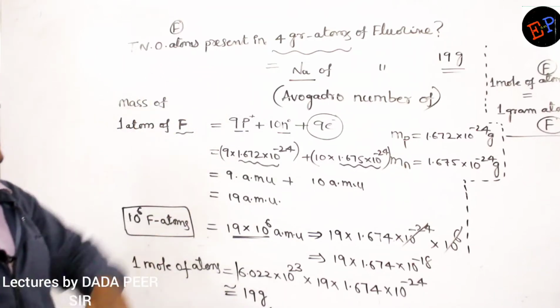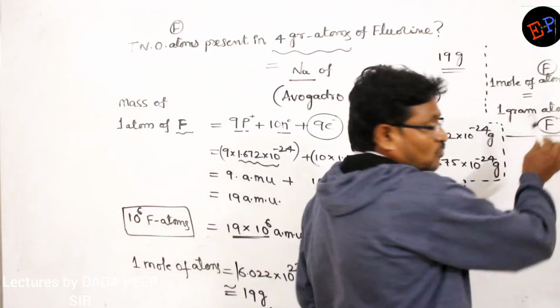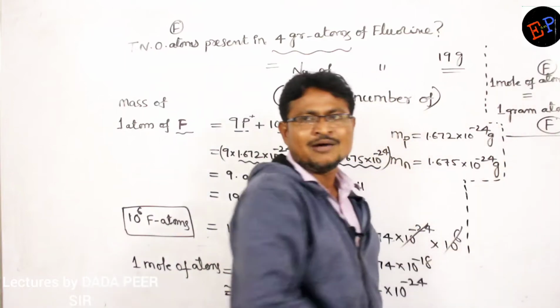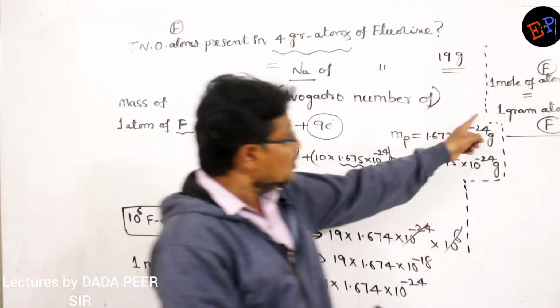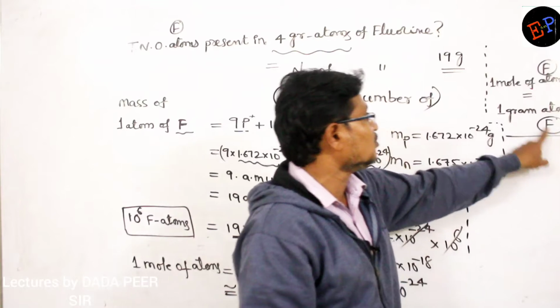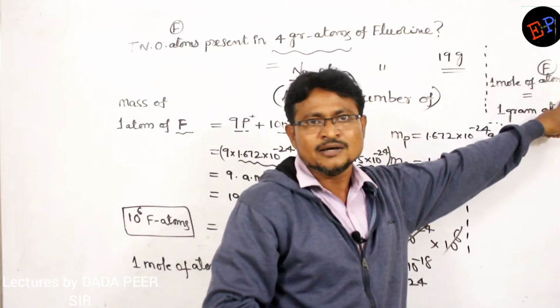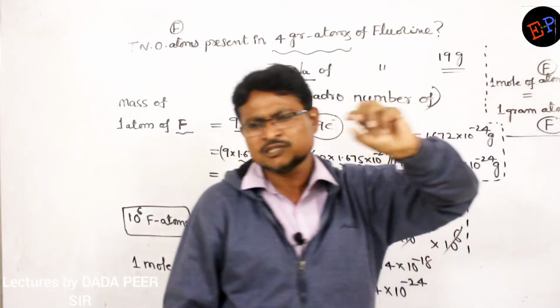See, 1 gram atom of fluorine is equal to 1 mole of fluorine atoms. Then 4 gram atoms of fluorine is equal to 4 moles. Okay. Next, second one, a small numerical.